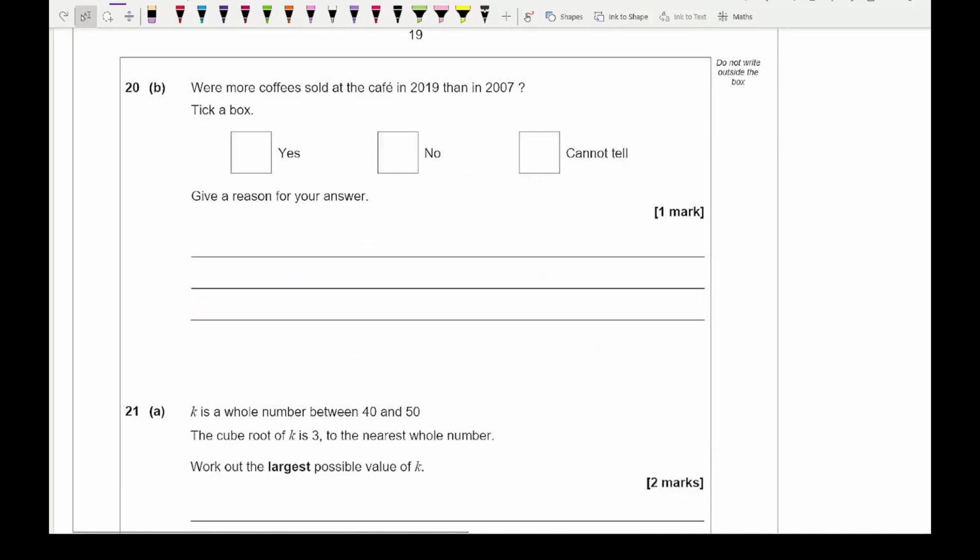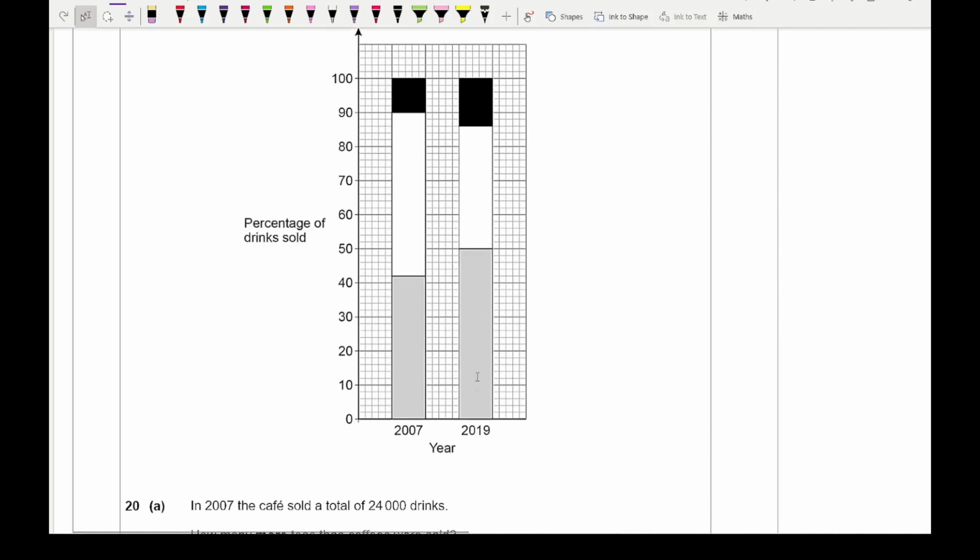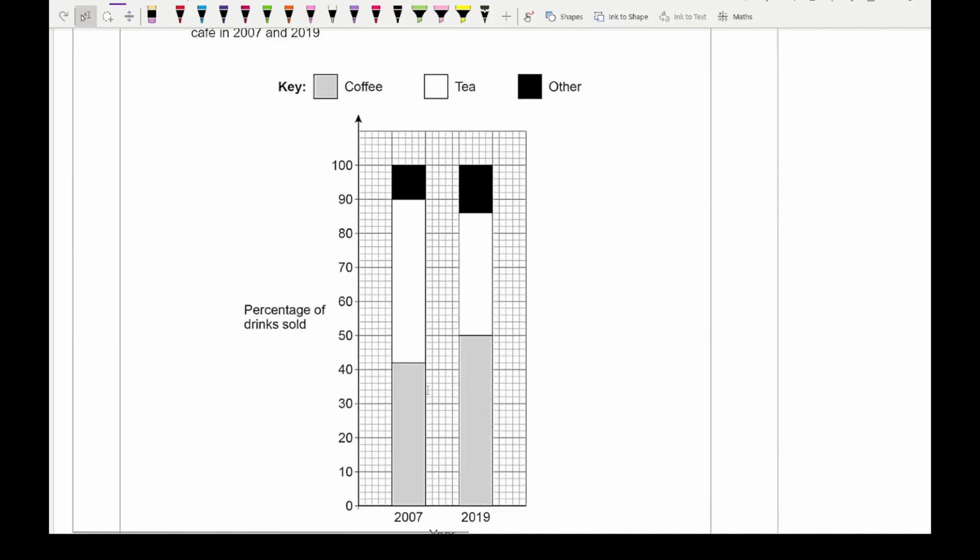Then moving on to question 20b, it says, were more coffees sold at the cafe in 2019 than 2007? Looking at this, we can see that it's just the percentages that are shown. In 2007 this here is 42%, and here we've got 50%. Although we've got a higher percentage, the problem is we don't know how many coffees were actually sold in 2019. We do know how many were sold in 2007, so we could work out how many actual physical coffees were sold, whereas for 2019, we don't know what the total is.